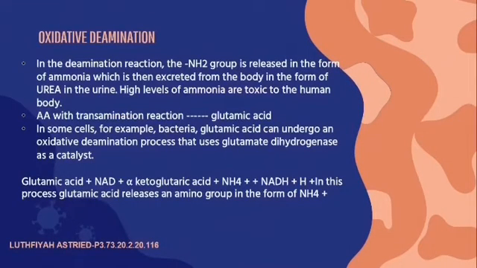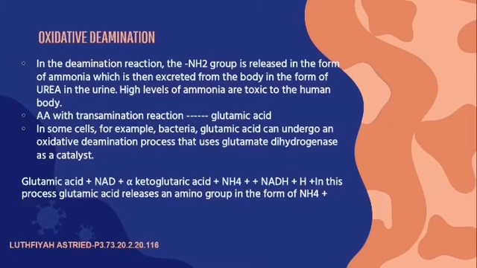Oxidative deamination. In the deamination reaction, the NH2 group is released in the form of ammonia, which is then excreted from the body in the form of urea in the urine. High levels of ammonia are toxic to the human body. AA with transamination reaction, glutamic acid.